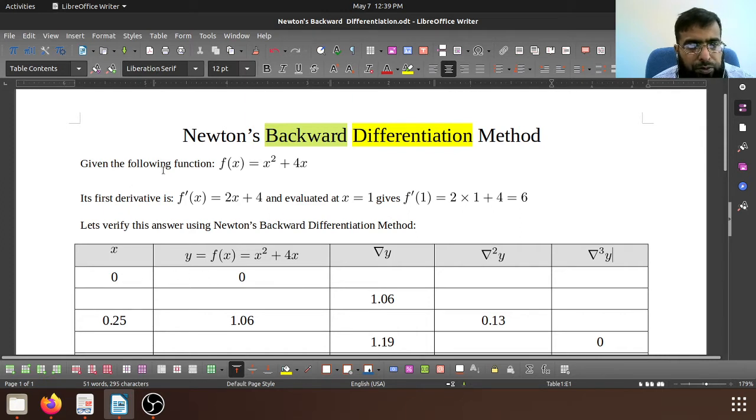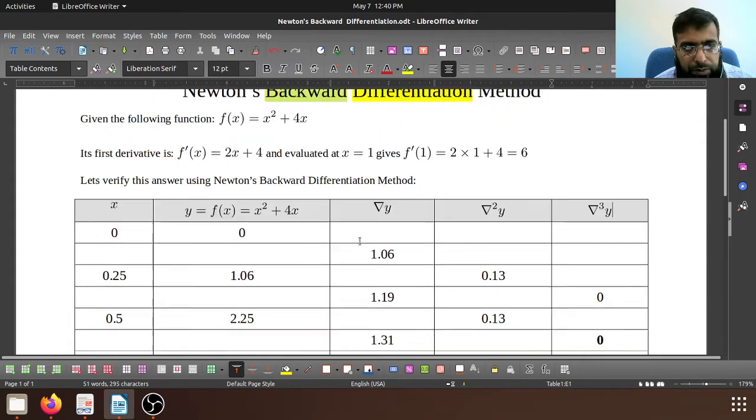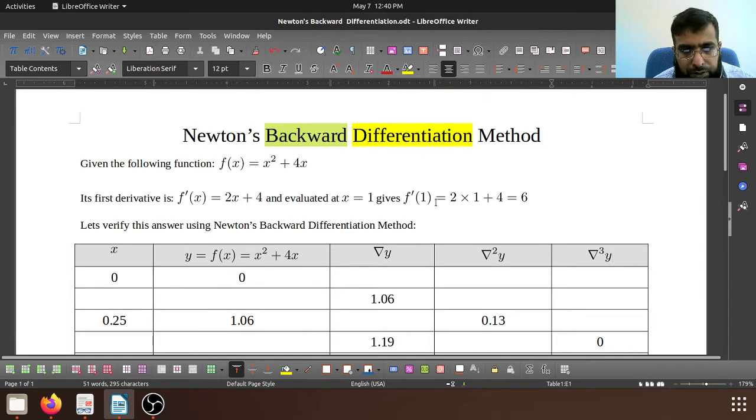Right, so we'll solve the same example we studied in our last lecture for Newton's forward differentiation method. That is, x squared plus 4x is the f of x given, and its first derivative is 2x plus 4. We are going to evaluate it at x equal to 1 near the end of the table, and it gives us f prime of 1, the derivative of f computed at 1, is 6.